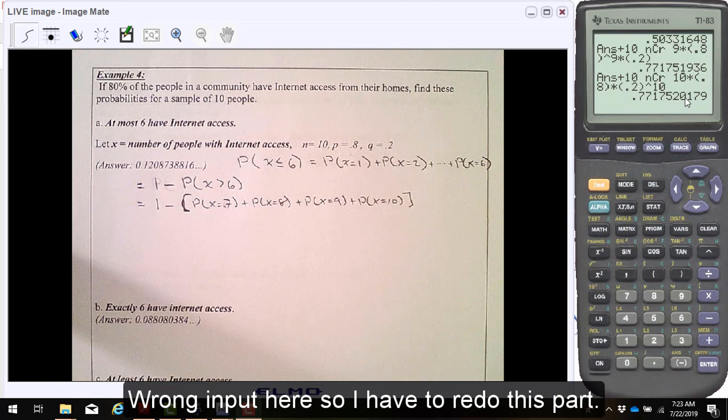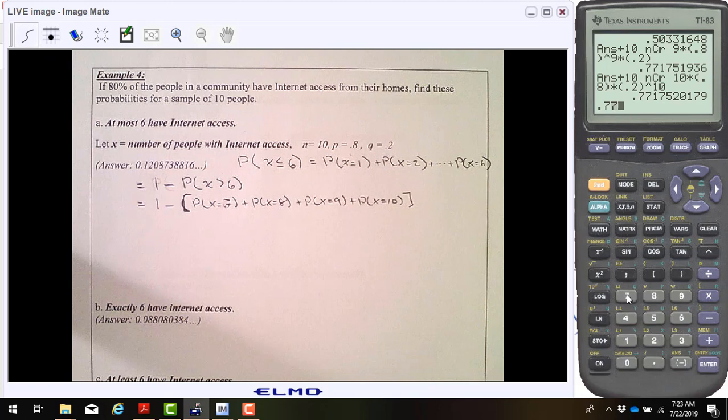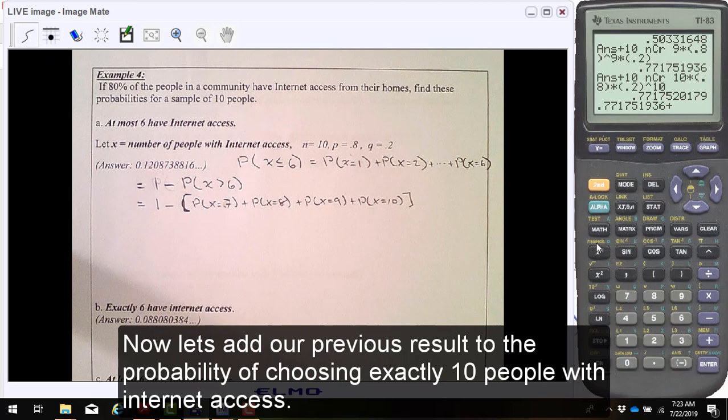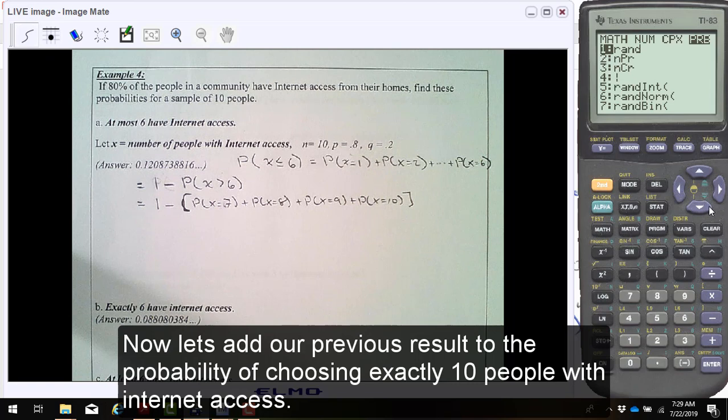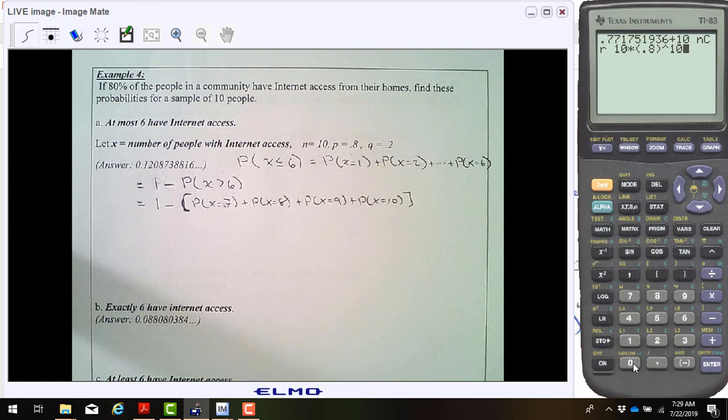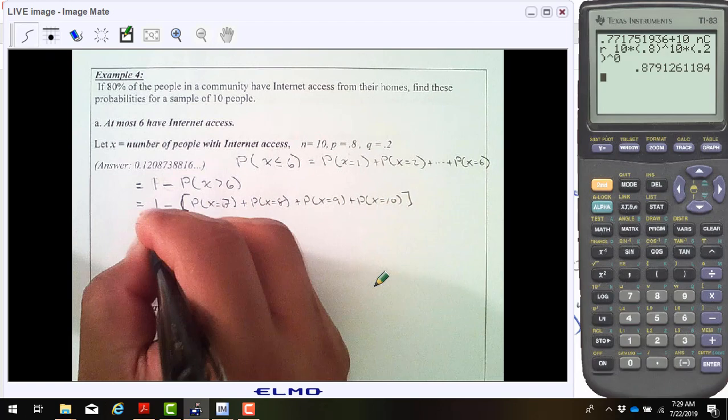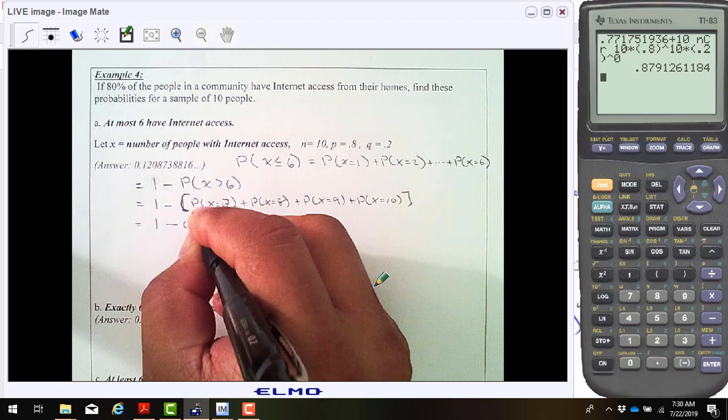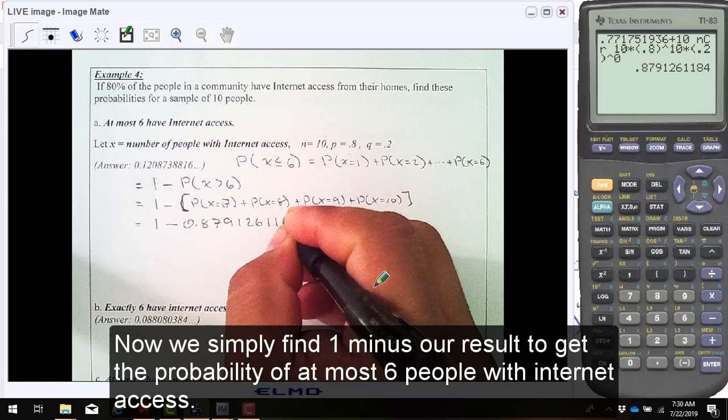Wrong input here, so I have to redo this part. Now let's add our previous result to the probability of choosing exactly 10 people with internet access. Now we simply find 1 minus our result to get the probability of at most 6 people with internet access.